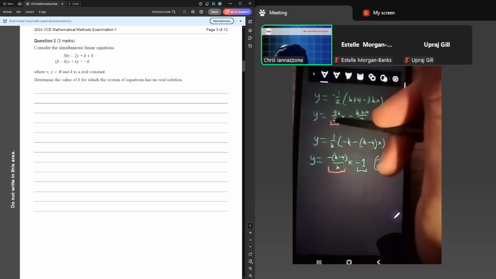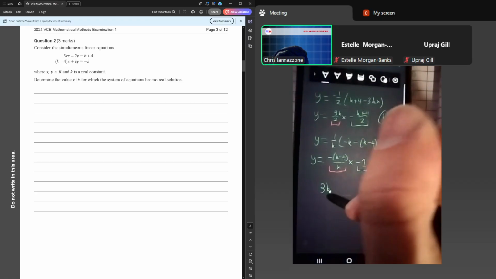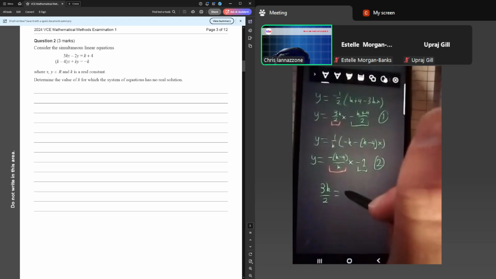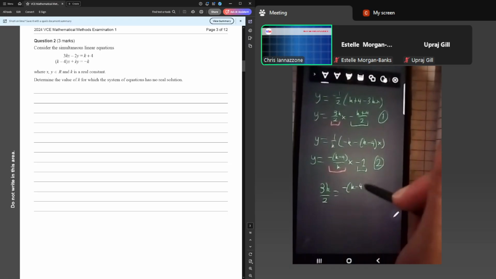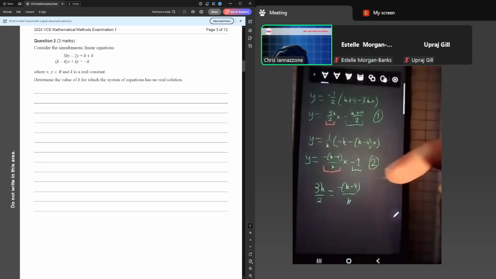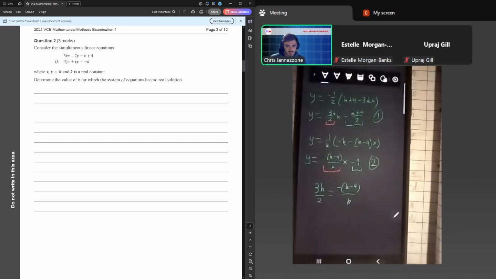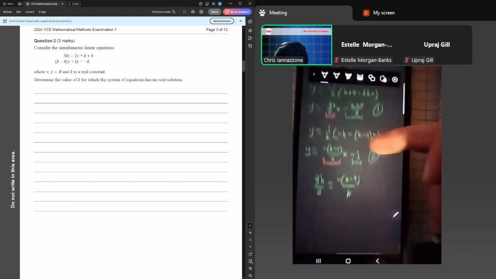So same gradient, so these two red boxes need to be the same because those are the gradient terms. 3k over 2 is equal to negative bracket k minus 4 on k. That's going to get us same gradient. You can also set up your equation with the plus c terms to say that those need to be different. You're probably better off doing these one at a time, because if you do the simultaneous, they can take a bit of time to get an answer from.